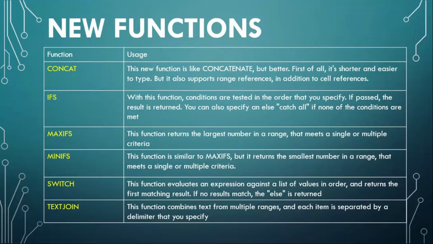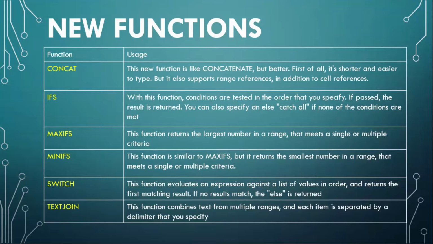MINIFS, this works the same as MAXIFS, it gives the other way around. It's the vice versa of MAXIFS, where it gives the smallest number in a range, either single or with multiple criteria. SWITCH, this function evaluates an expression against a list of values in order and returns the first matching result. Just to make a note, it returns the first matching result, and if there is no match, the else value is returned.